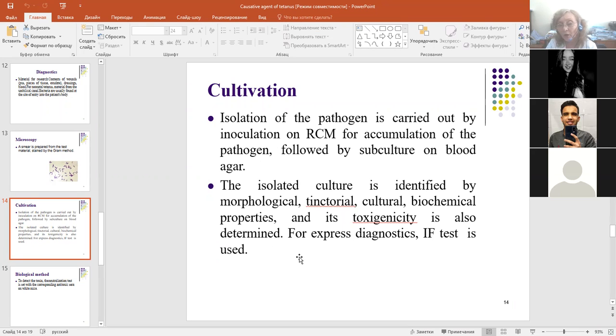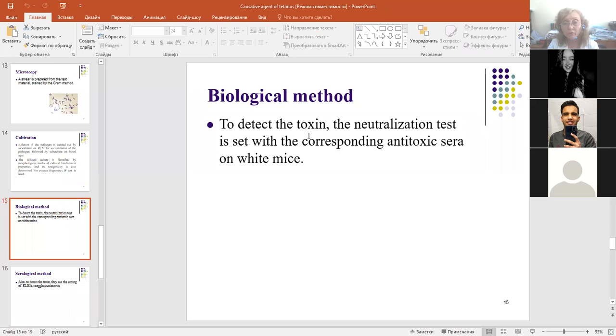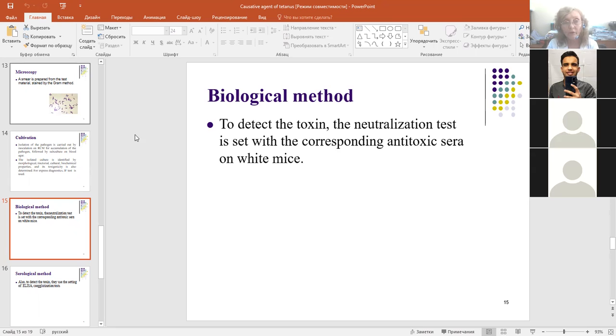Toxigenicity is also determined. For express diagnostics, the immunofluorescence test is used. A biological method is used for detection of exotoxin, because the clinical symptoms of tetanus are developed due to exotoxin action. So the first task is to detect exotoxin. To detect exotoxin, mice are used, and a special test that is named the neutralization test is used. In this test, we are talking about neutralization of toxin by using antitoxic sera.